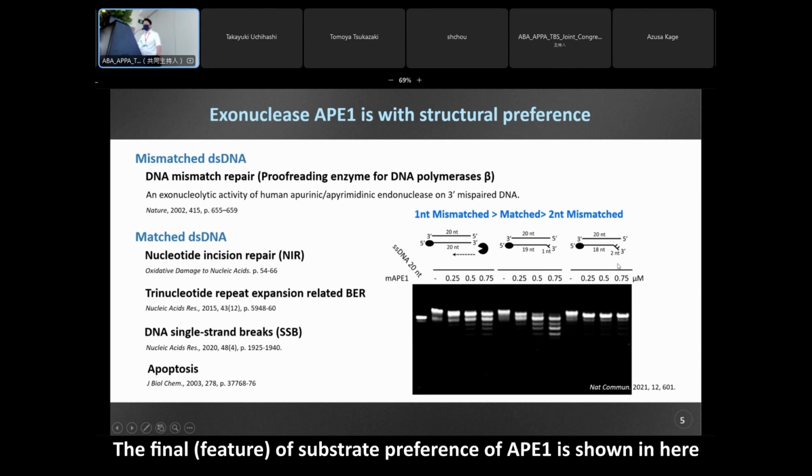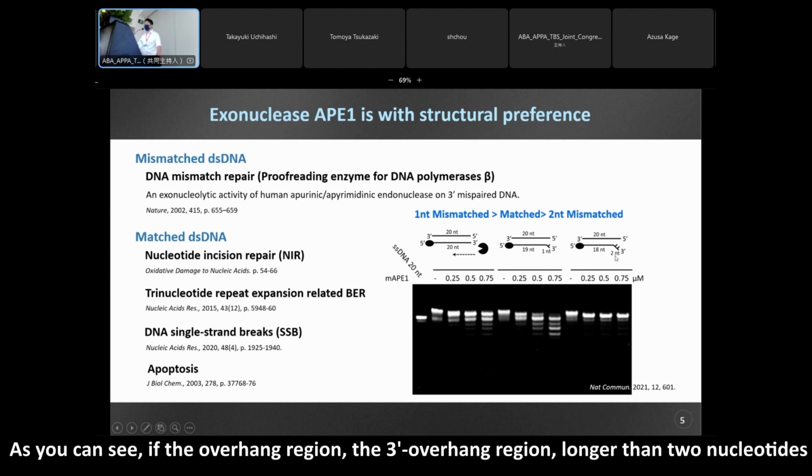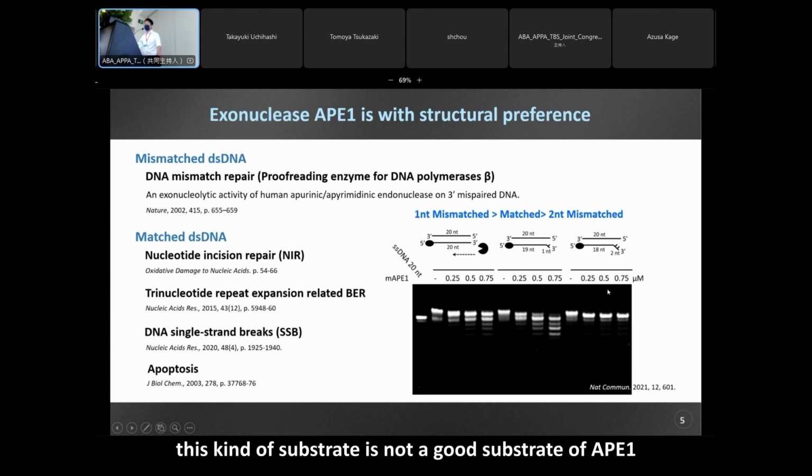And the final structural preference of APE1 is shown here. As you can see, if the 3' overhang region is longer than 2 nucleotides, this kind of substrate is not a good substrate of APE1.